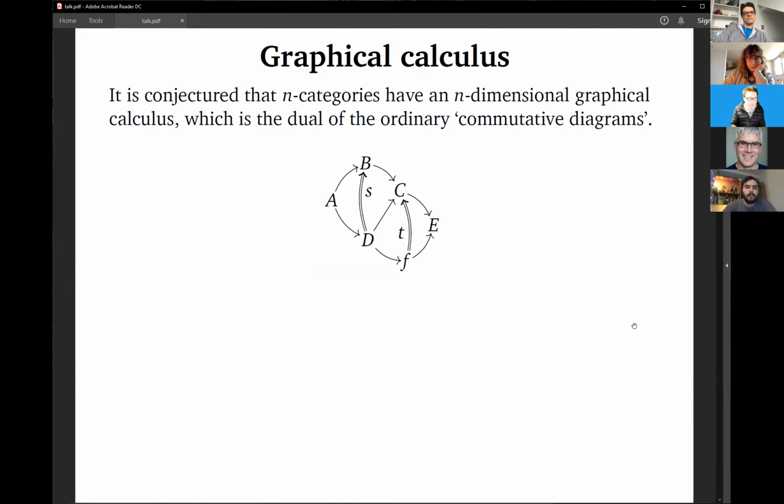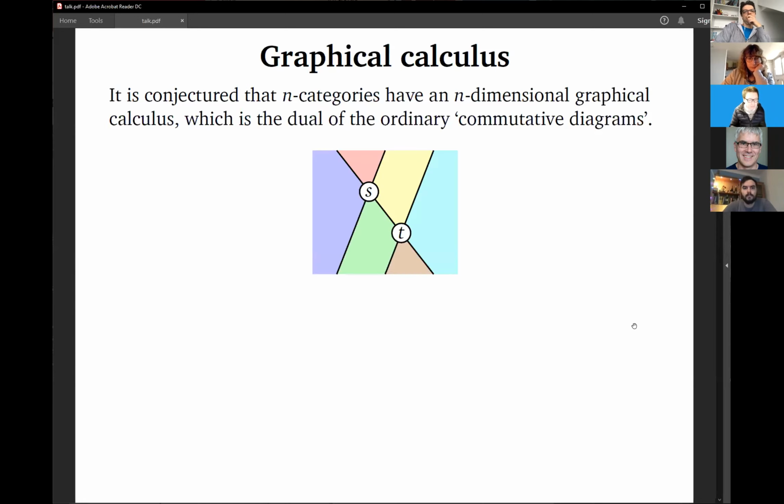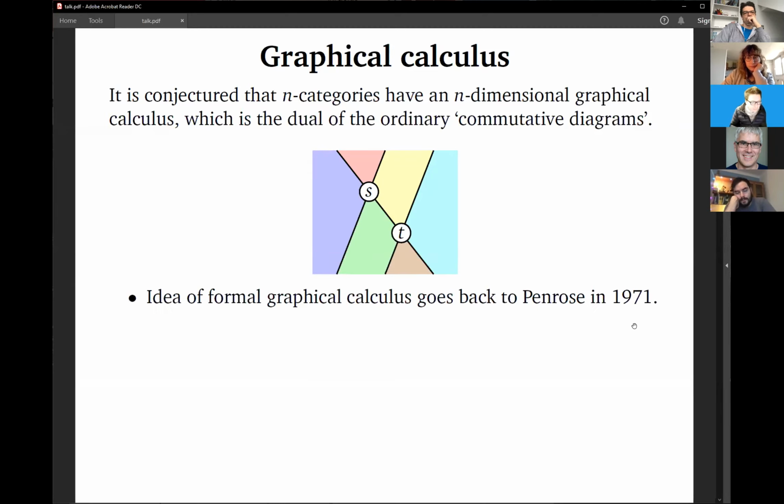So you might say, well, what's the point? If they're dual, then each is as good as the other. But in fact, that's not the case. There are certain things that are much easier to handle from one perspective than from the other.